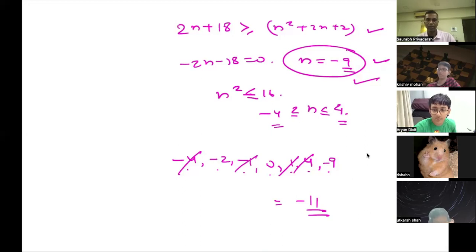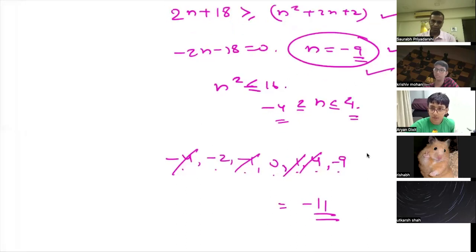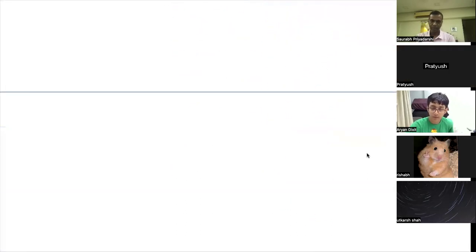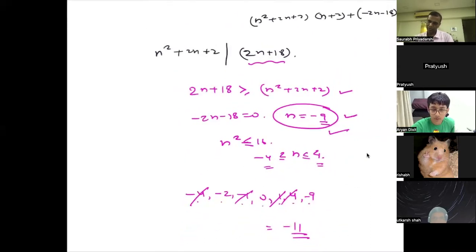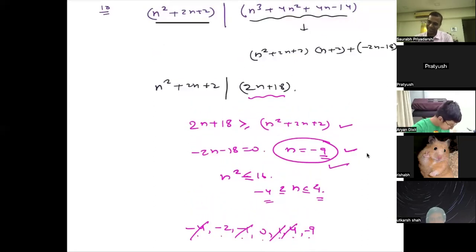So I guess minus 9, most of you are not getting the minus 9 one or something. I don't know. But sir, I did long division and I only got -9 as the solution. I didn't check for 2n plus 18 is divisible by n square plus 2n plus 2. So there are 2-3 cases now.